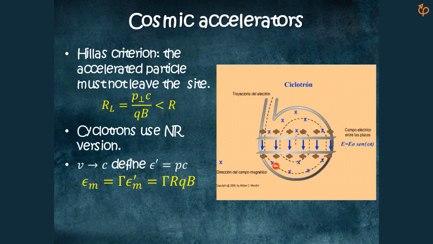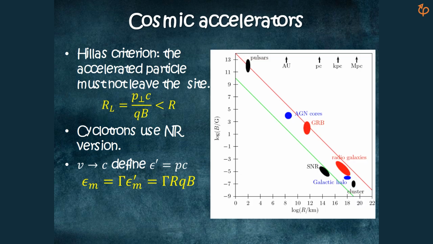And this is the formula that we are getting. Okay, so here we have two important things. We have the Lorentz factor and we have the radius, the size of the accelerator. So we can put that in a graph, and then we can say for different sizes of astrophysical objects, what are the typical energies that we can obtain from them.